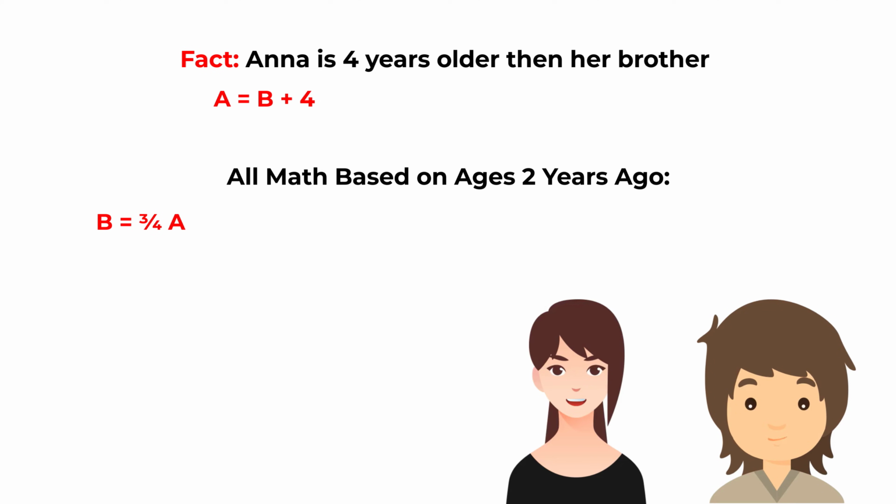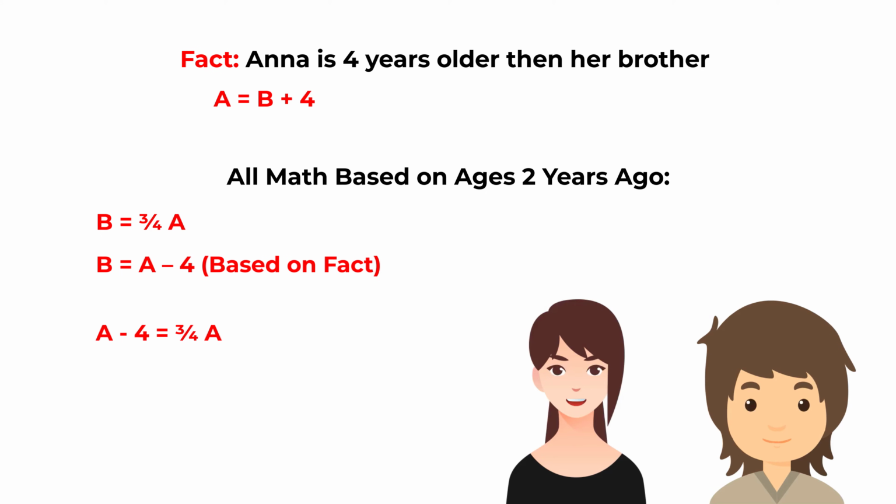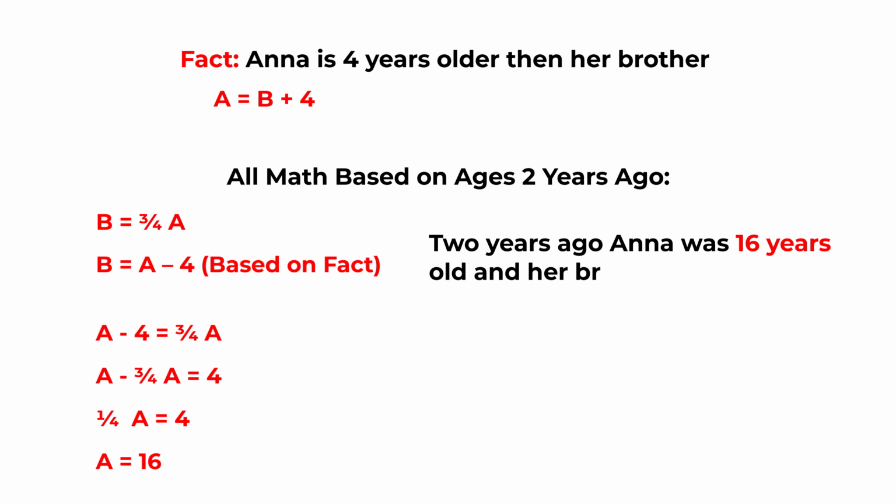Now let's use factual information about the brother's age. Brother's age equals Anna's age minus 4. And now we can create an equation based on Anna's age at the moment 2 years ago. Anna's age minus 4, based on the fact, equals 3/4 of Anna's age, which means that Anna's age minus 3/4 of Anna's age equals 4, 1/4 of Anna's age equals 4, and Anna's age equals 16. So 2 years ago, Anna was 16 years old, and her brother was 3/4 of 16, 12 years old.